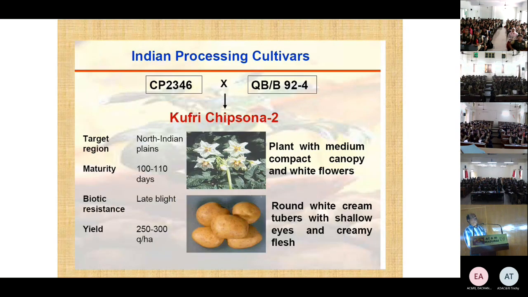Then Kufri Chipsona 2, it is a hybrid cross between CP2346 crossed with the QB bar B 92-4. Plant with medium compact canopy and white flowers, brown white cream tubers with shallow eyes and creamy flesh. Almost 250 to 300 quintals per hectare yield with resistance to late blight.